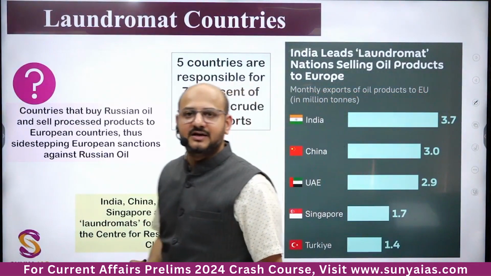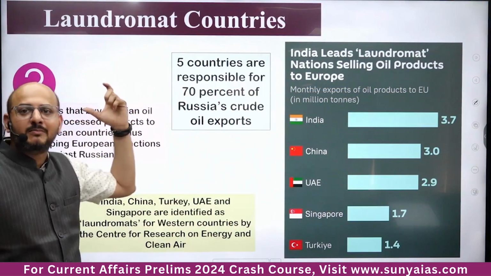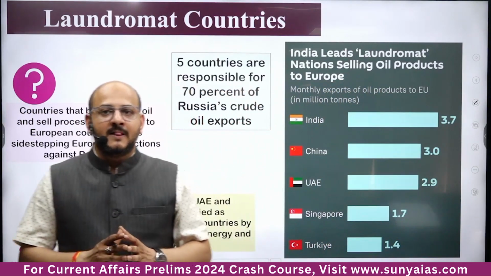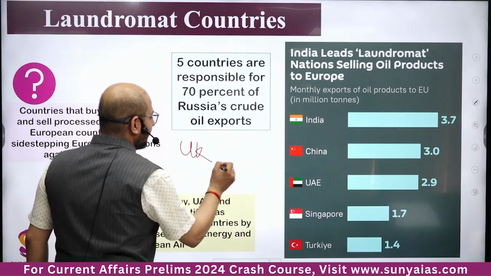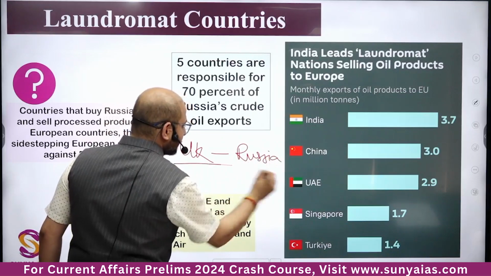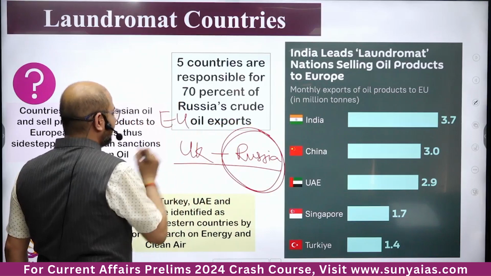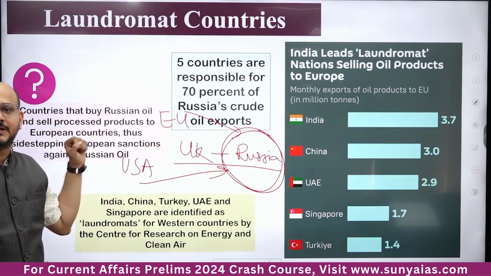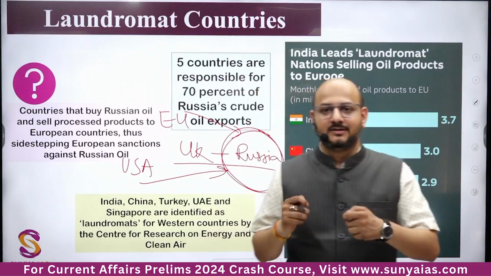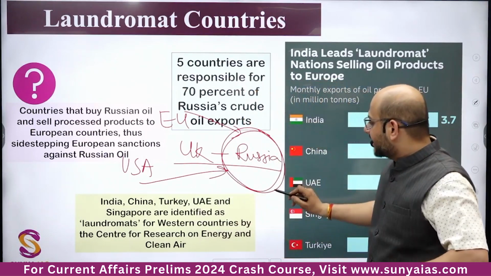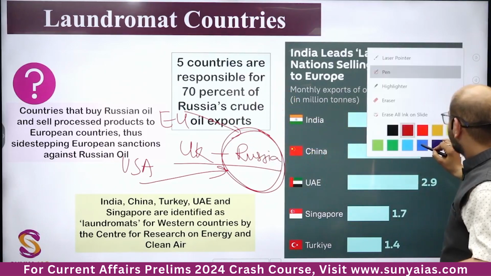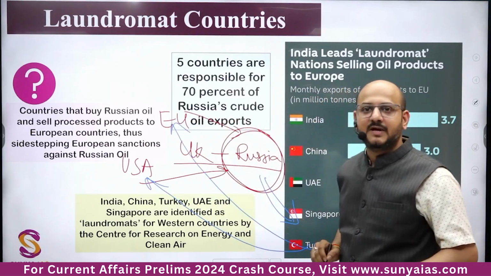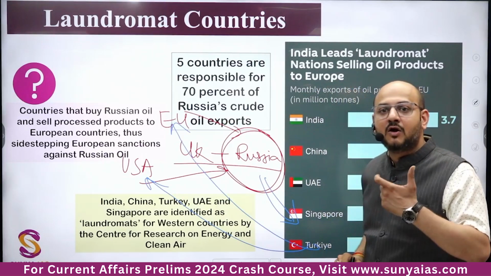Next topic is laundromat countries. The word you must be familiar with, laundry or money laundering we say sometimes, because it is about cleaning of black money into white money. Laundromat countries. Recently there had been an outbreak of war between Ukraine and Russia. Therefore certain sanctions were there on Russia from the European Union and the USA. So they were not purchasing oil directly from Russia. Therefore 5 countries including India, Turkey, UAE, Singapore, China decided that we will procure the oil from Russia, and after that we will supply this to the USA and European Union at a certain premium. These countries are called laundromat countries.